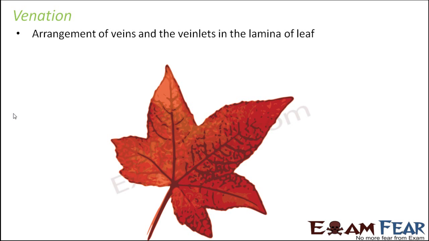Obviously veins are present on the leaf blade or the lamina. How these veins are arranged, that we will study in venation. There are some specific patterns in which the veins are arranged. So we will talk about the different types of venation. Broadly there are two types of venation, that is reticulate venation and parallel venation. These are the two broad classifications of venation. Now we will see what reticulate venation is and what parallel venation is.